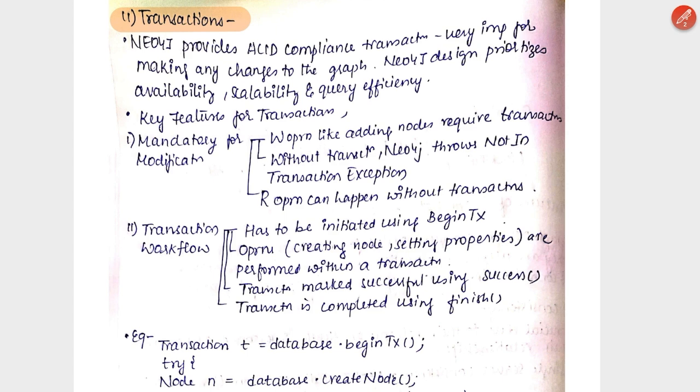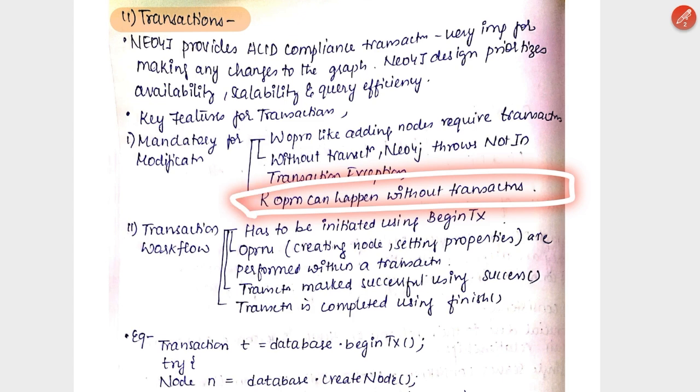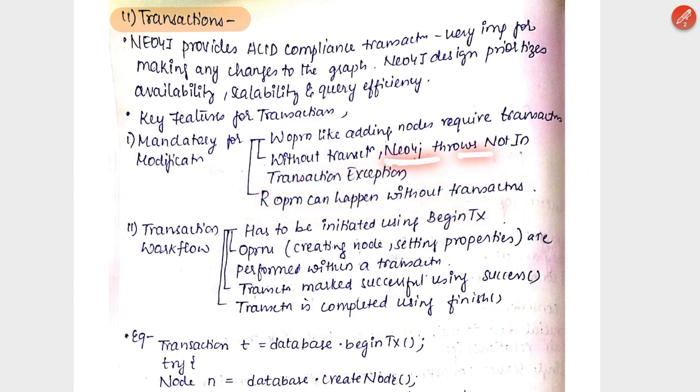Okay, so let's look into the key features now. First one is mandatory for modification. So it tells that the write operation like adding nodes will require transactions to happen. But if you are speaking about the read operations, they can be performed without any transaction. So without a transaction, Neo4j throws a not in transaction exception. So transactions are very important when you are performing the write operation. They are not important when you are performing the read operation. And without transactions, it will throw this exception.